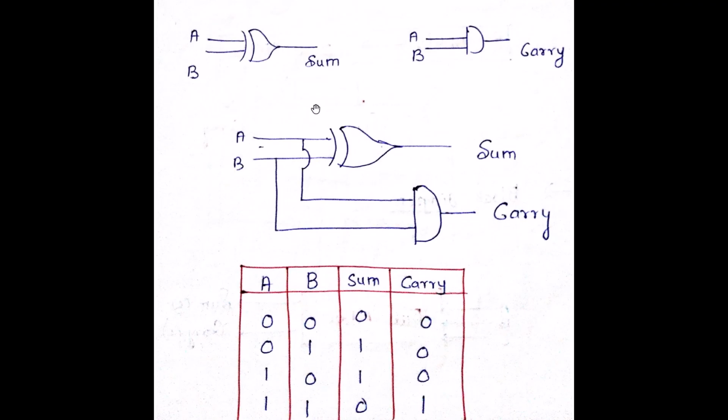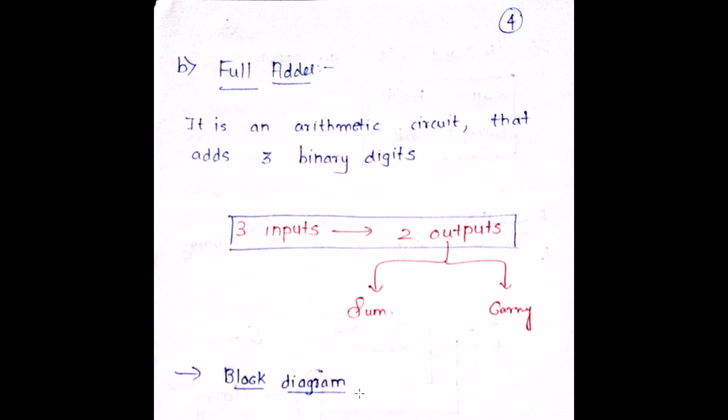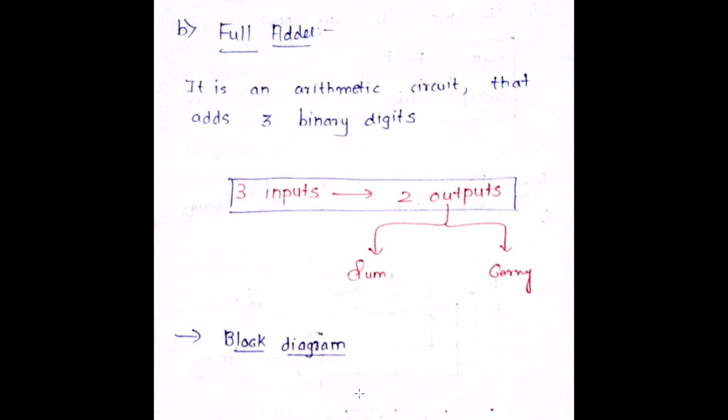So we have this final logic diagram and we have this truth table. The next thing is the full adder. The full adder is basically an arithmetic circuit that is used for adding three binary digits. So that is the biggest difference.